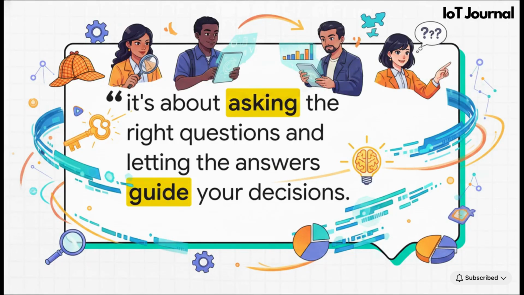Remember this core idea. Product analytics isn't about collecting data. It's about asking the right questions and letting the answers guide your decisions. It is so easy to get totally lost in all the shiny tools, but your primary job is to be a detective. The data, that's just the evidence. You still have to solve the case.